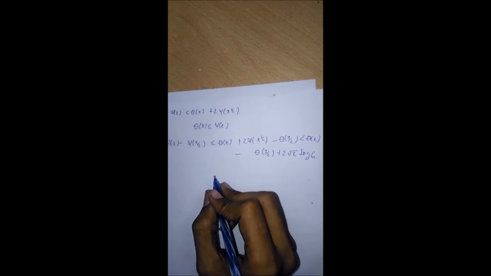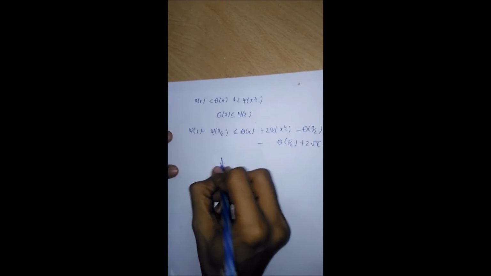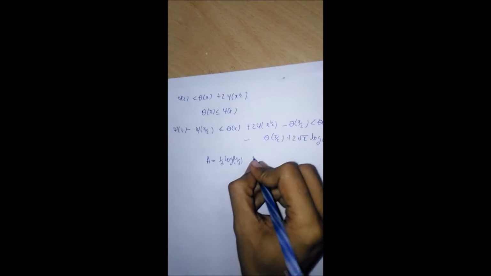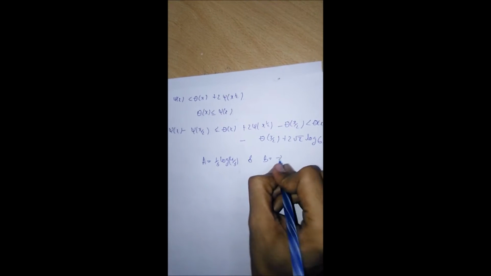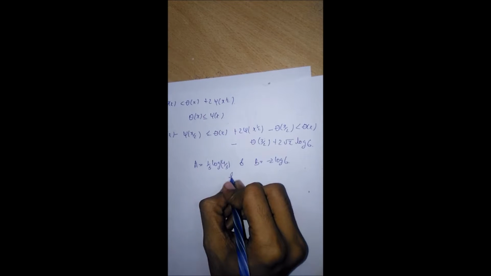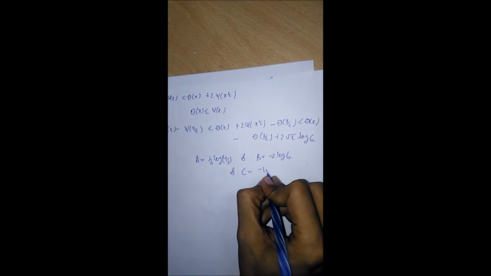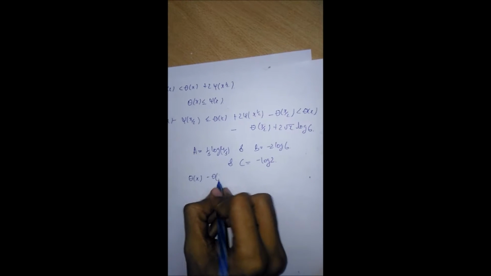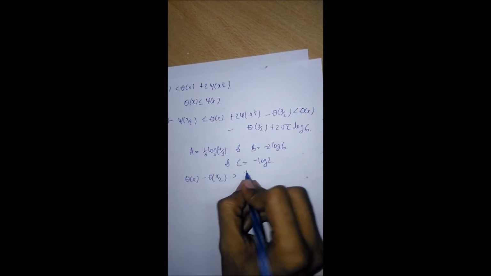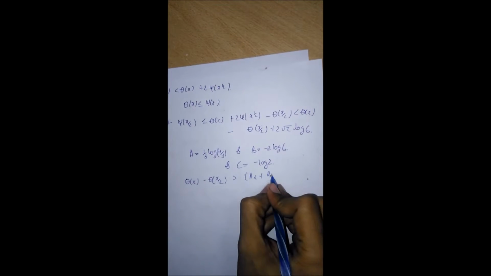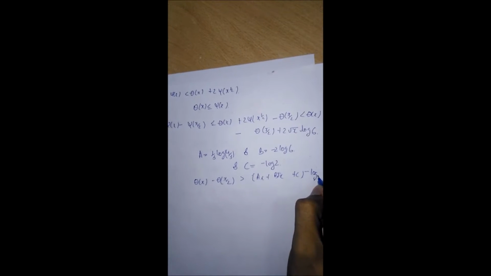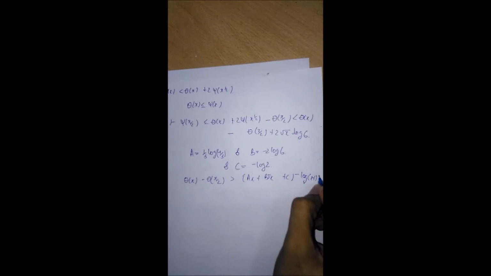Using 6, we get with a equal to 1 by 3 log 4 by 3 and b equal to minus 2 log 6 and c equal to minus log 2 that theta of x minus theta of x by 2 is greater than ax plus b root x plus c minus log of x plus 1.